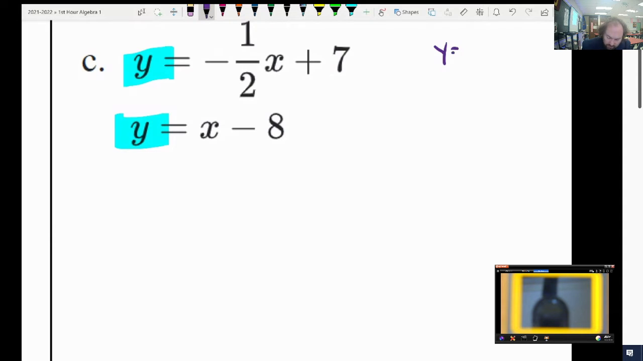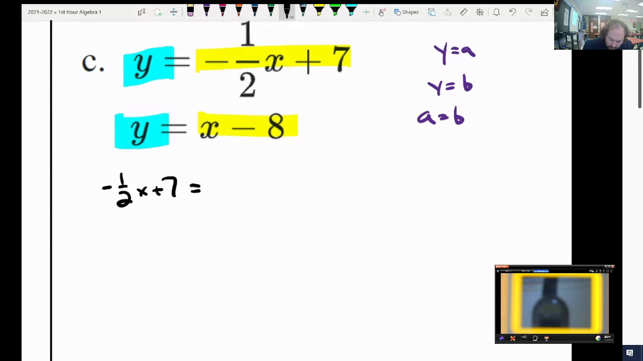Since y equals a and y also equals b, that means that a and b have to be the same thing. In this case, a and b are these two expressions here. Negative 1/2 x plus 7 has to equal x minus 8. Now, that doesn't make the problem very easy to solve either, because we have to add 1/2 x to both sides. And depending on how you want to think about that, that's going to be kind of tricky.